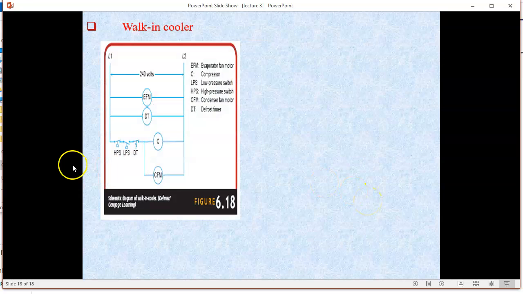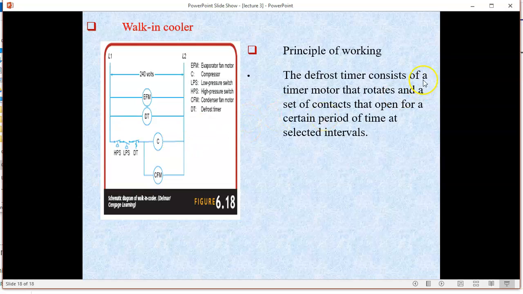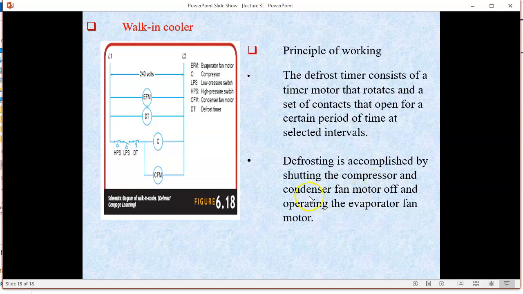Walk-in cooler, the example of a walk-in cooler. The defrost timer consists of a timer motor that rotates and sets the contacts open for a certain period of time at selected intervals. Defrosting is accomplished by shutting down the compressor and condenser fan motor and operating the evaporator fan motor. So here, as you can see, we have a defrost timer.